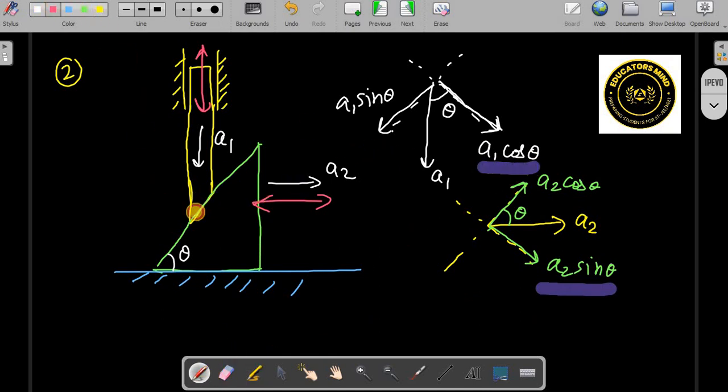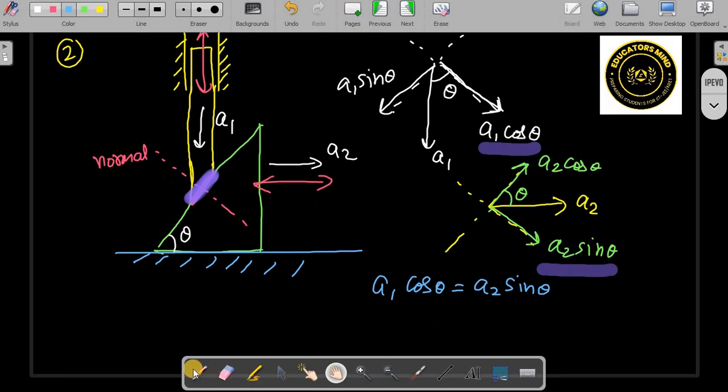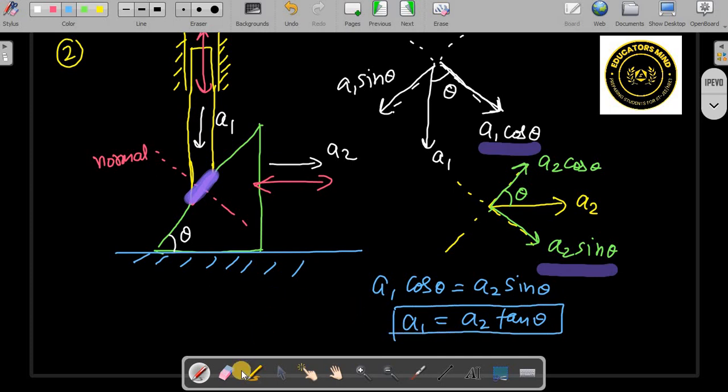In the perpendicular direction, there is no relative motion because this contact surface never leaves. So in this direction both the objects must have the same acceleration along the normal. Along the normal, this contact point must have the same acceleration. So that's why a1 cos theta is equal to a2 sin theta here, and you can understand that a1 becomes a2 tan theta. It's an important relationship, right? a1 is equal to a2 tan theta. This is an example of constraint motion.